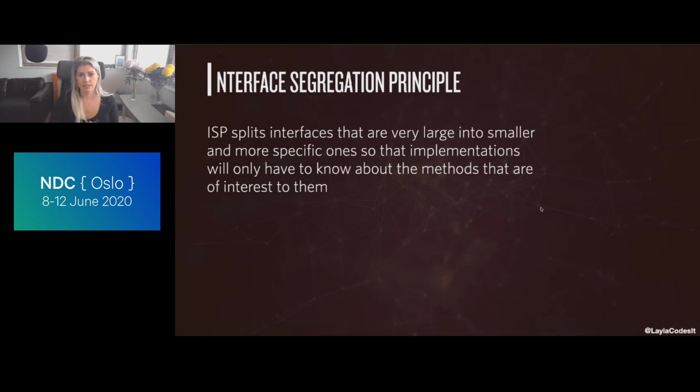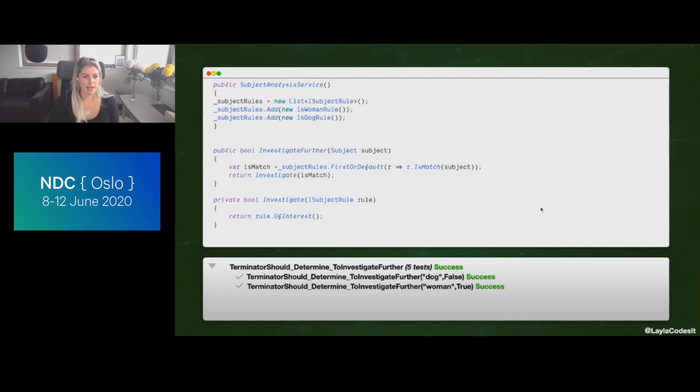And we share that one, but the additional stuff that I need, I just make a separate interface for it. That's a really tidy way of being able to look after your code and keep it clean and minimalistic. So let's have a look at our code now. We've implemented this change. You can see we've got that collection in our constructor. And then down here, we've got our public method, the investigate further, and we've got our investigate private method. And now when we pass in those two rules, test those test cases, dog and woman, we get it all passing.